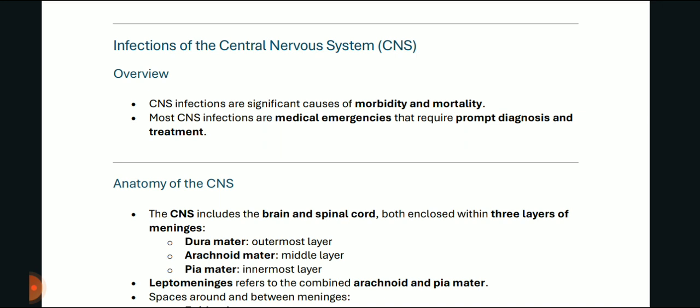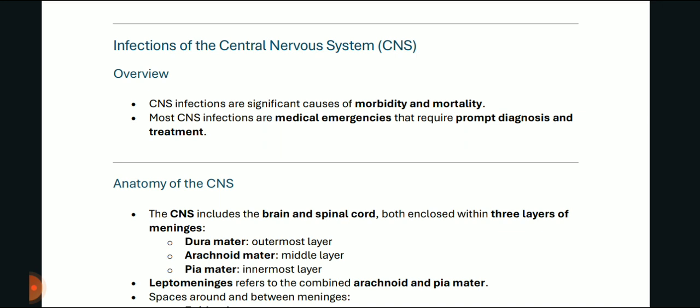Okay, so let's start with the very first chapter, which is chapter 70 about the infective syndromes of the central nervous system. In this chapter, we will be previewing in brief what is meningitis, what is encephalitis, encephalopathy, and what are the various space occupying lesions in the central nervous system.